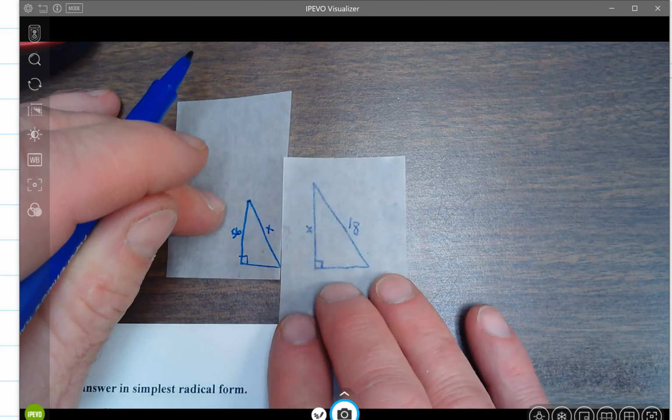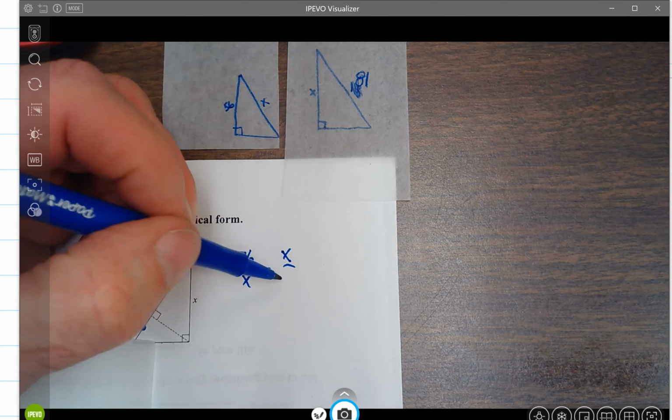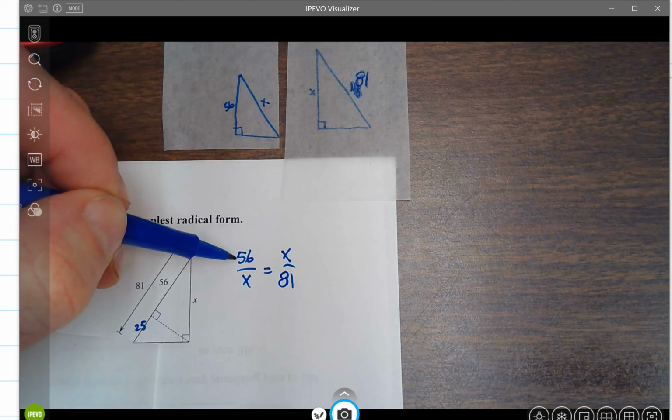So height 56 over height x equals hypotenuse x over hypotenuse 81. So notice I did small triangle over big triangle equals small triangle over big triangle. So small height over big height equals small hypotenuse over big hypotenuse. And now when I cross multiply, I get x squared equals 81 times 56. Take the square root of both sides. X equals the square root of 81 times the square root of 56. And square root of 81 is 9.